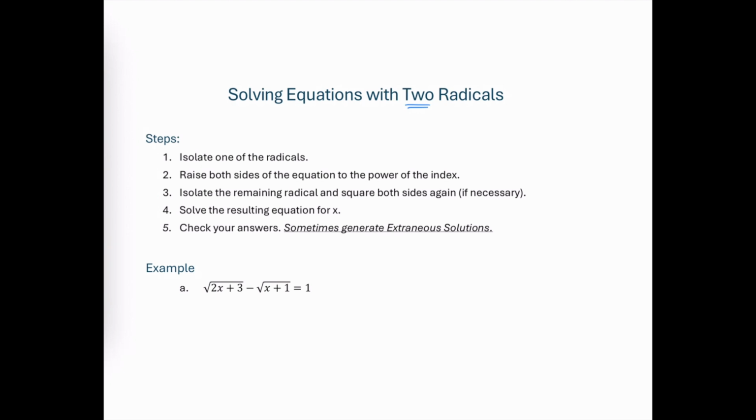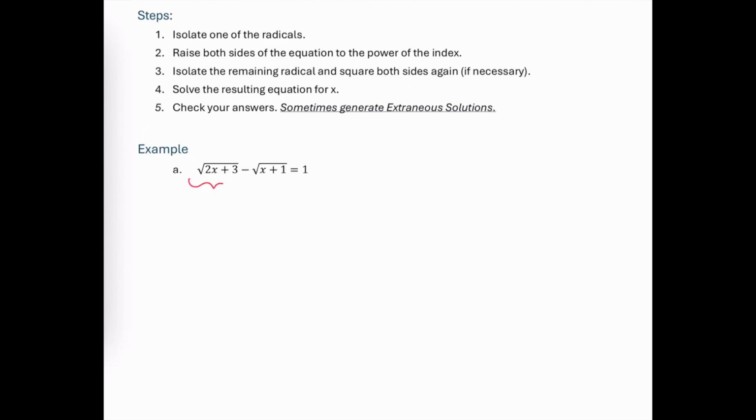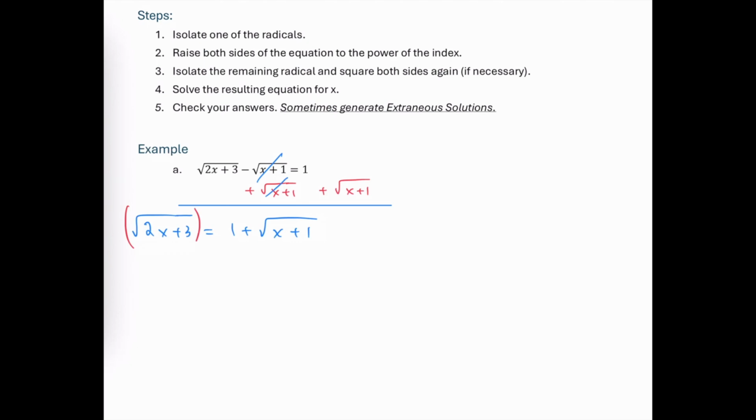So let's run that through with this example. We have two radicals here, so we're going to have to choose one of them to isolate. So let's choose to isolate this radical by adding the square root of x plus 1 to both sides. On the left, we have the square root of 2x plus 3, and on the right, we have 1 plus the square root of x plus 1. Now, we'll square both sides to eliminate the radical on the left, recalling that the square root of a quantity squared, these are inverse operations that cancel each other out. So we have 2x plus 3 that remains.